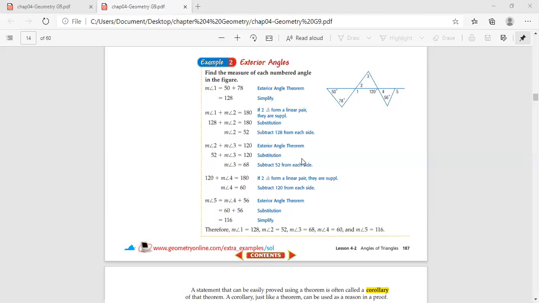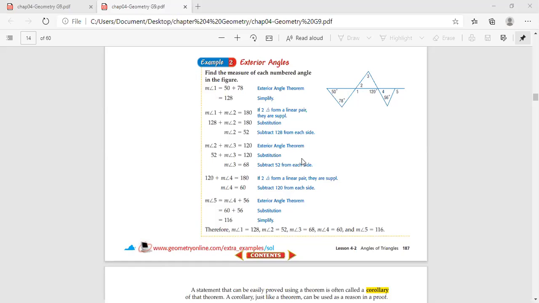Now we have 120. It equals which two angles? What are the remote angles for 120? 120 is an exterior angle, right? Then 120 will be equal to which two angles? The measure of angle 2 plus the measure of angle 3, which are remote angles. Then 120 minus 52 will be equal to 68.